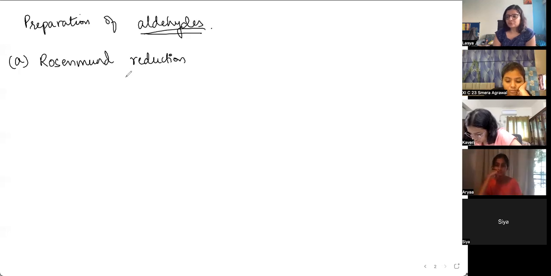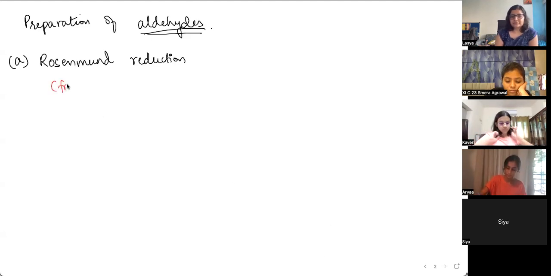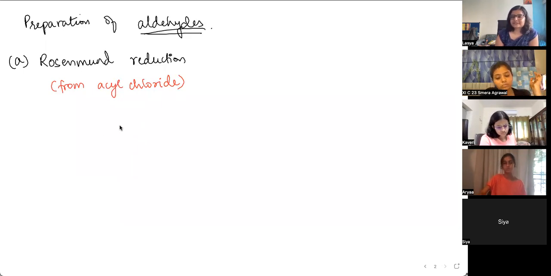Coming back to Rosenmund reduction, this is a preparation method from acyl chloride. Do you know the structure of acyl chloride? CH3COCl is specifically acetyl chloride, with two carbon atoms. For any acyl chloride, the functional group is COCl.